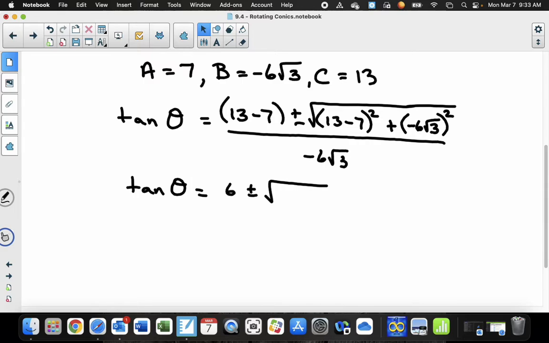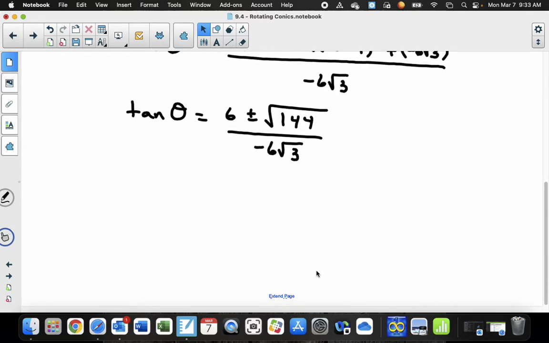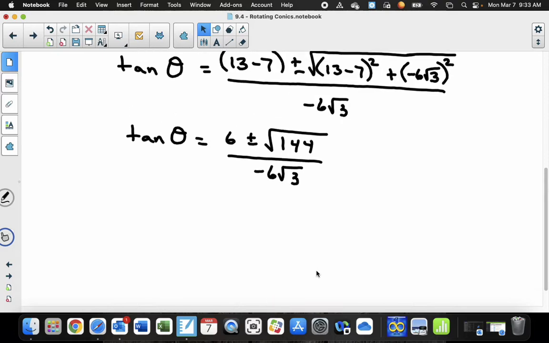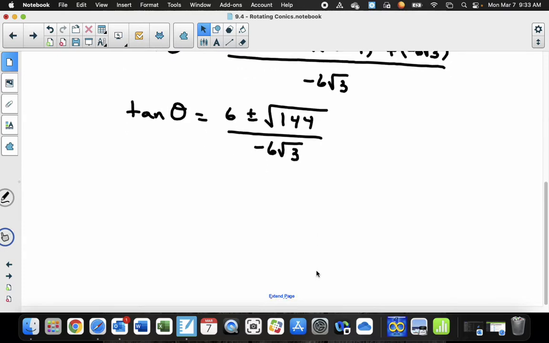Oh, somebody said it. Should be 144. Okay? You should get 144 as your answer underneath the square root. And then you still have the negative 6 square root of 3. Okay? Again, as you're working your way through and putting this stuff in, put it in parentheses. Make sure you're careful when you're typing this stuff in. And now we simplify from here.